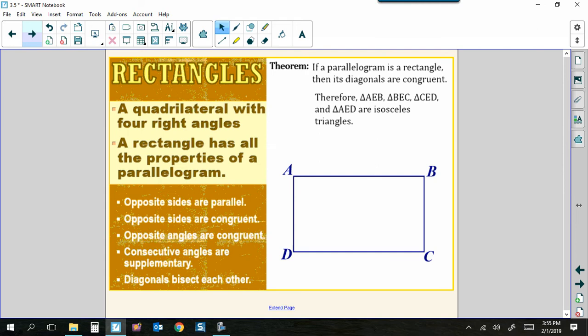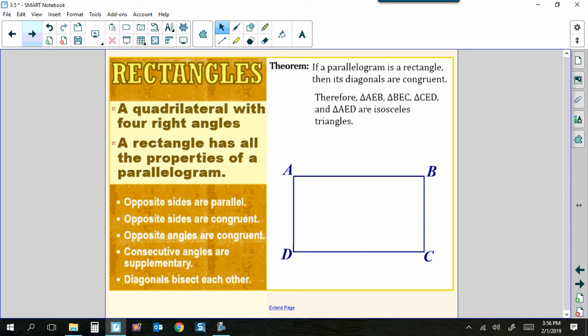Now we're going to talk about more specific types of parallelograms. The first one is going to be a rectangle. A rectangle is a quadrilateral that has 4 right angles. A rectangle, because of that, has all properties of a parallelogram.